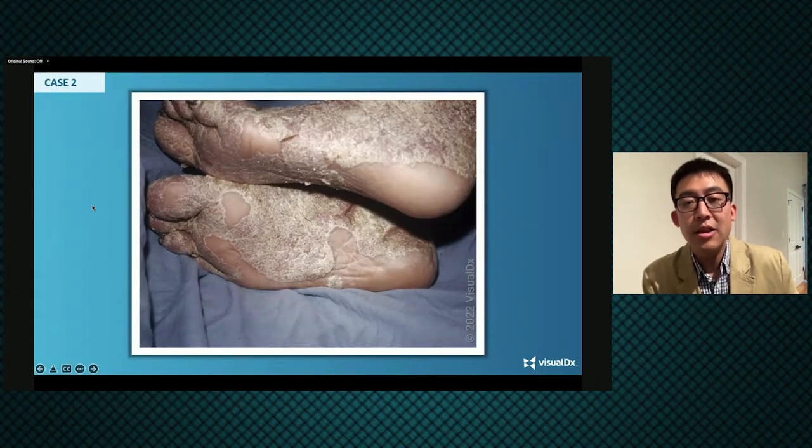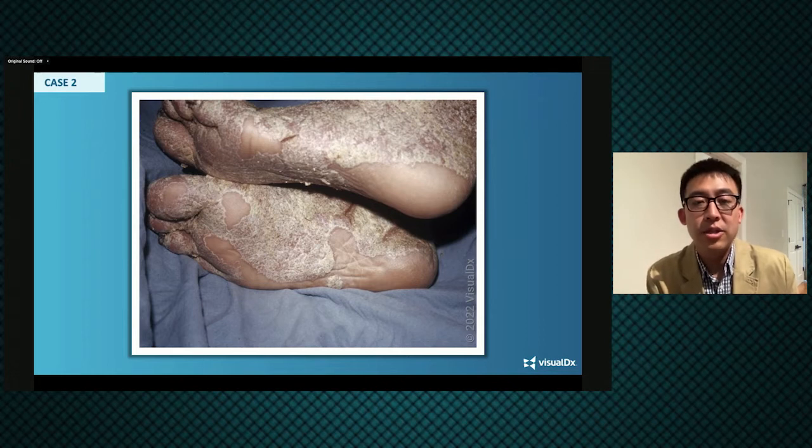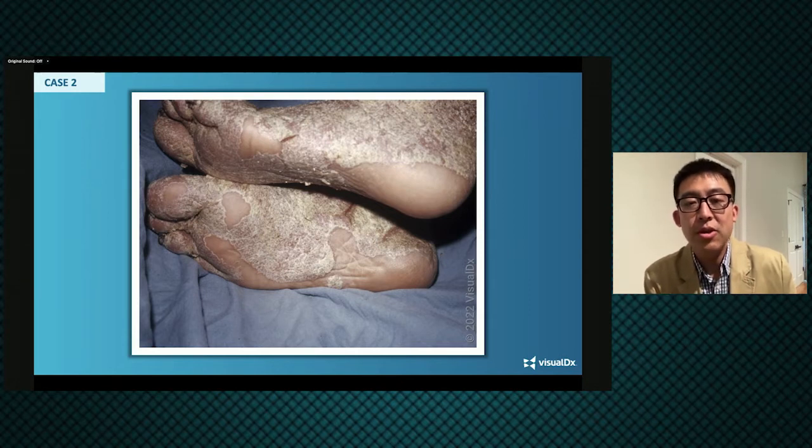So here on the bilateral soles and heading up the sides of the foot, probably up across the lateral malleoli and also onto the toes, you see this kind of scale crust almost, really scaling that looks quite adherent, but you also have these focal areas of sparing as well.